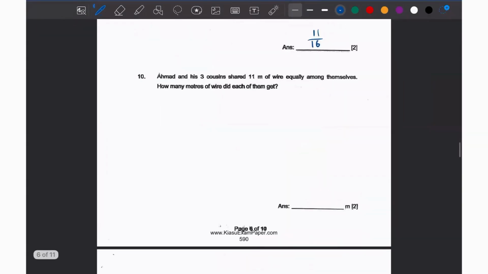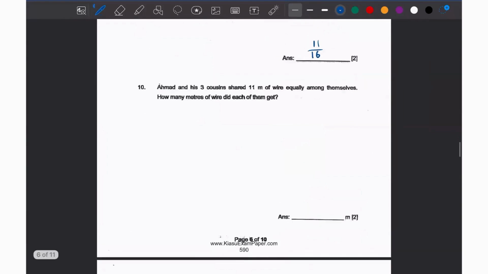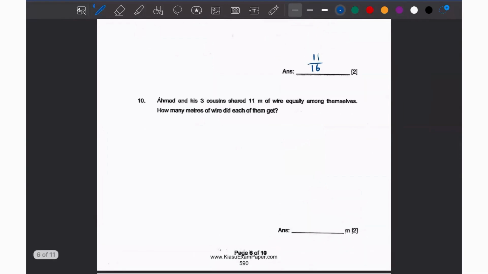Okay, next, question 10. Ahmad and his three cousins shared 11 meters of wire equally amongst themselves. How many meters of wire did each of them get? Okay, so we are given that Ahmad and his three cousins shared 11 meters of wire equally amongst themselves. So the number of persons will be Ahmad and his three cousins, so it's 3 plus 1.